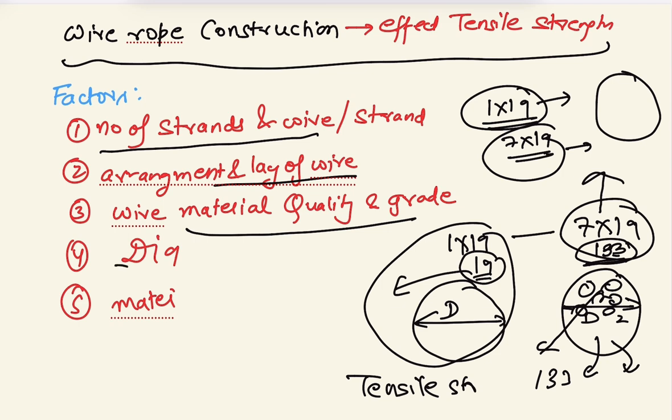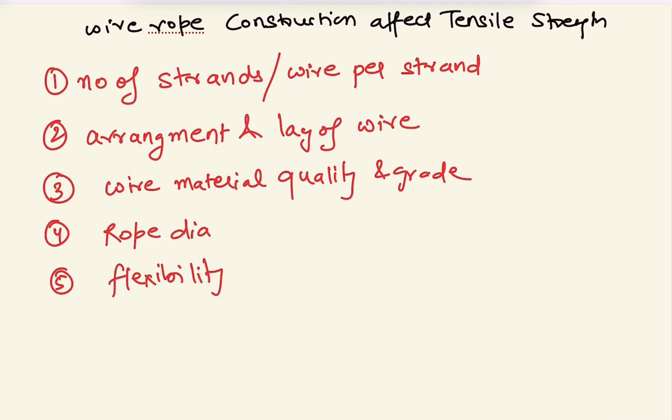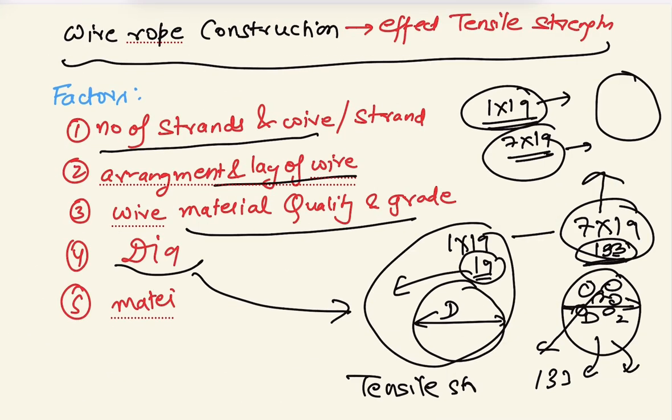Now, diameter: I also showed you how the diameter affects the number of wires. If you keep the diameter the same, a large diameter means more tensile strength, and with the same diameter but a large number of wires, you have more flexibility. And the other thing is material. So these are the main properties affecting the tensile strength of wire rope slings.